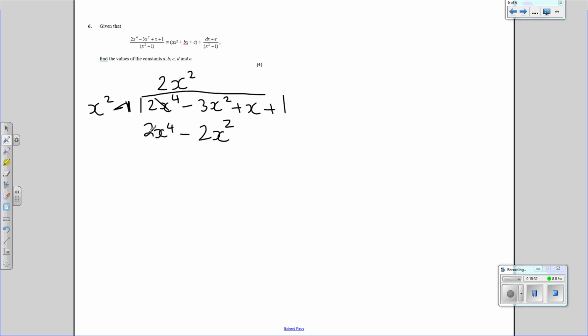Minus 3x squared take away minus 2x squared actually leaves you minus x squared. A couple of people had positive x squared. X take away nothing still leaves you x. 1 take away nothing, you still got 1. So this is your new polynomial. We need to repeat it again. X squared into minus x squared goes minus 1. Multiply this new term out. Minus 1 times x squared is minus x squared. Minus 1 times minus 1 is plus 1. And subtract them. That, take away minus x squared, cancels them out.